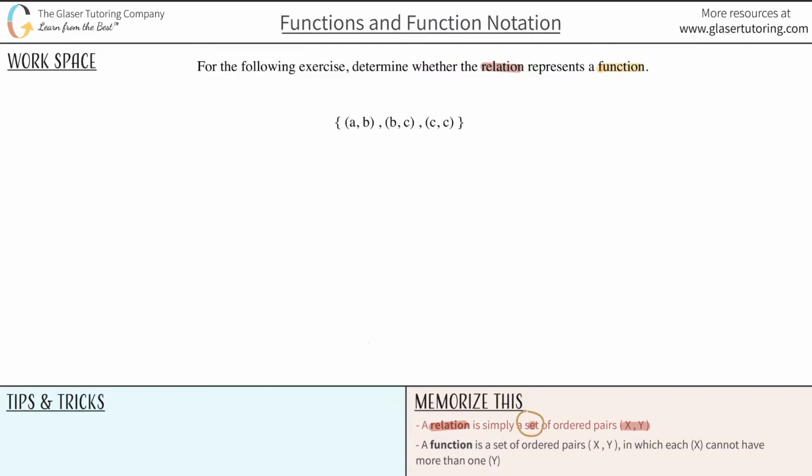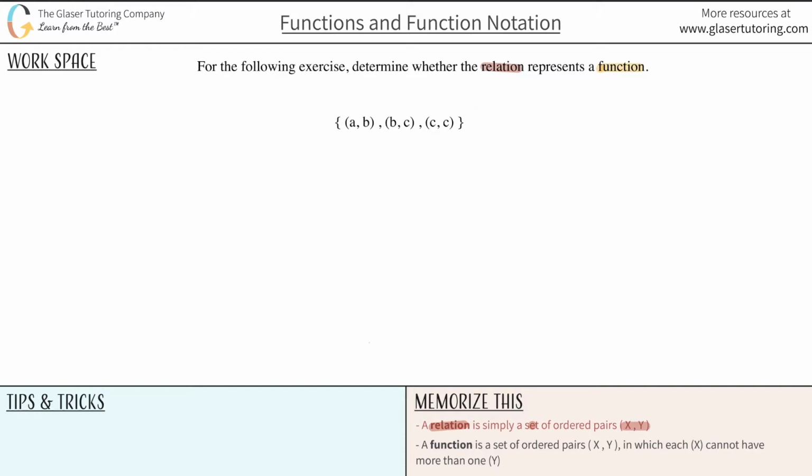So set down here means two or more, all right? So here we have a set of ordered pairs. We have one ordered pair here, two ordered pair, and three ordered pair, all right? There are two or more ordered pairs within this entire set, and therefore I could call this a relation.